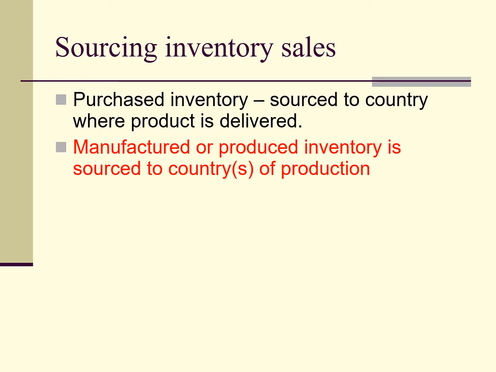Where inventory is manufactured or produced by the taxpayer and then sold, for years after 2017, sales are sourced to the country or countries of production. The object of sourcing is to attribute income to the country where the inventory is produced, that is, sourced to the location of production activities.